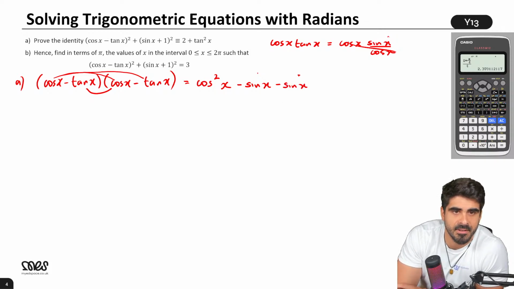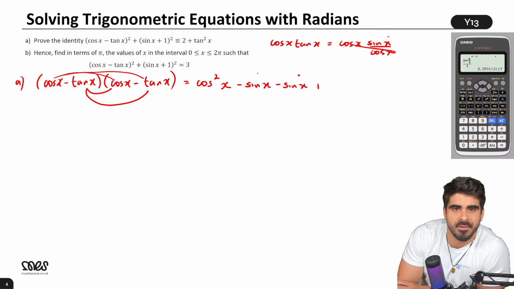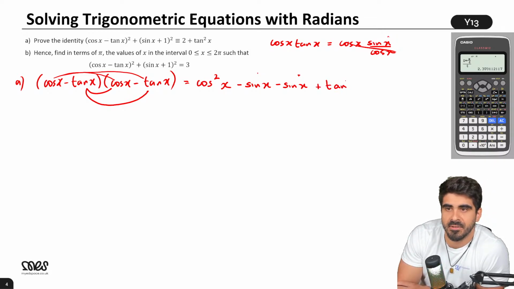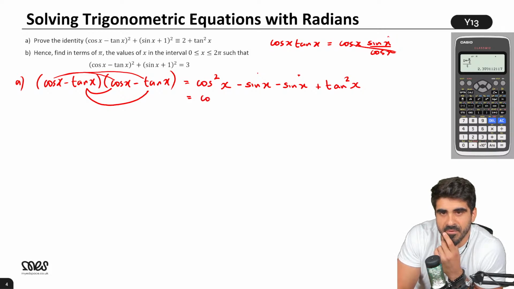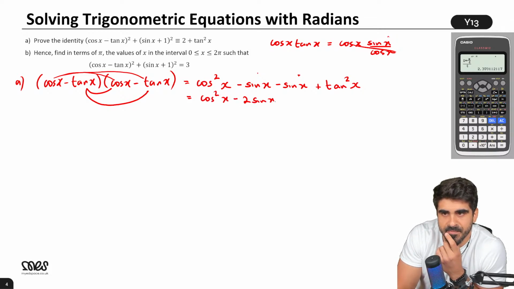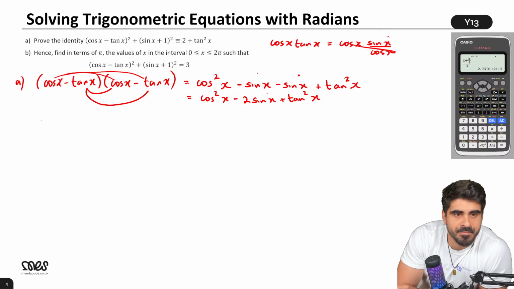Okay? Then finally, we have this. We have, what is it? Plus tan squared x. And I guess that's it, right? I mean, oh, well, not really. So we have cos squared x minus 2 sine x plus tan squared x. Okay. Then we have sine x plus 1.